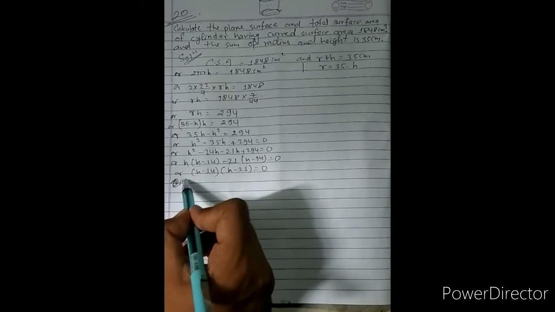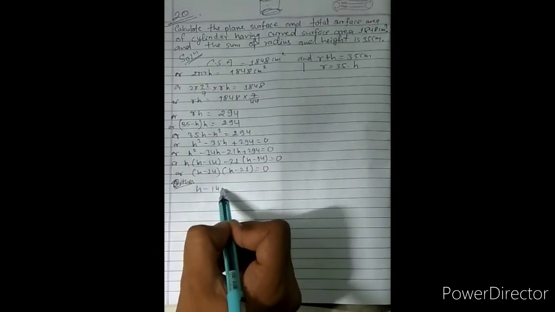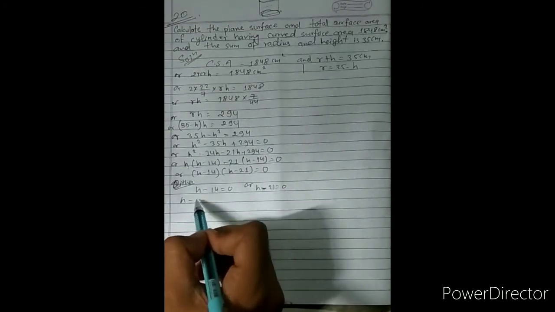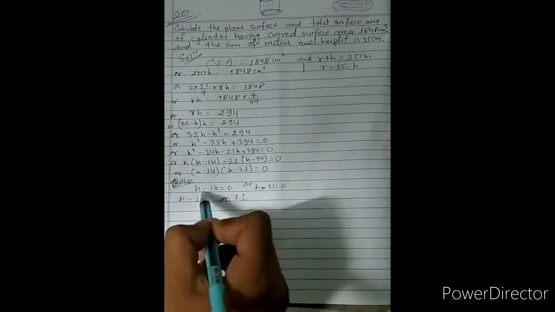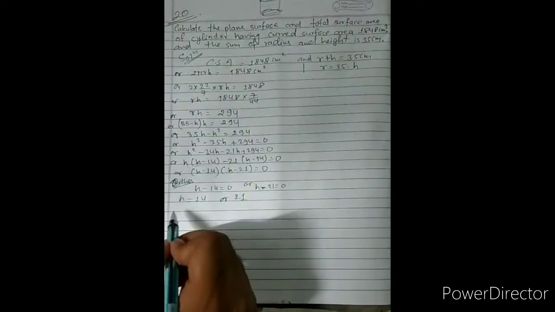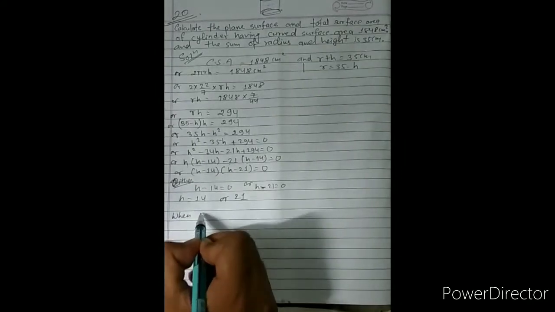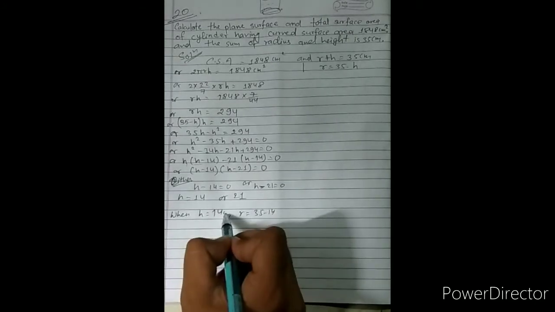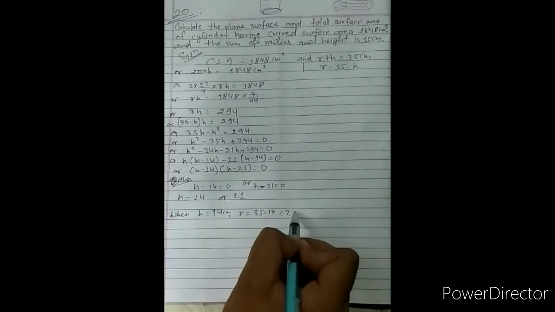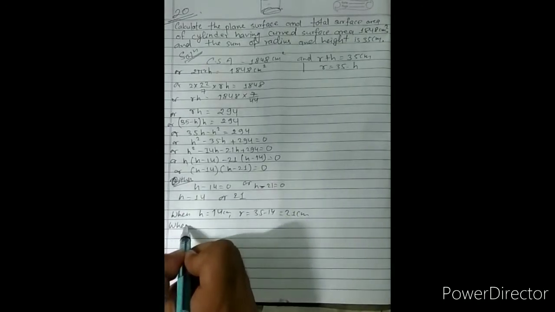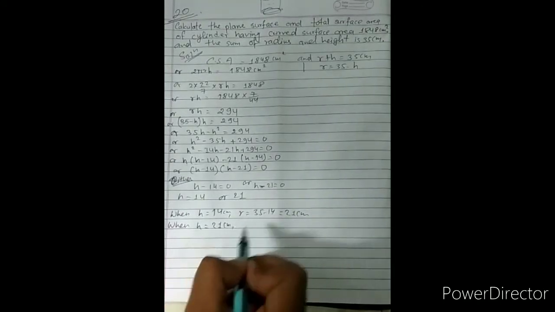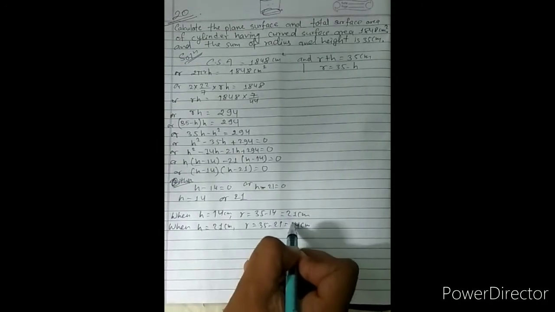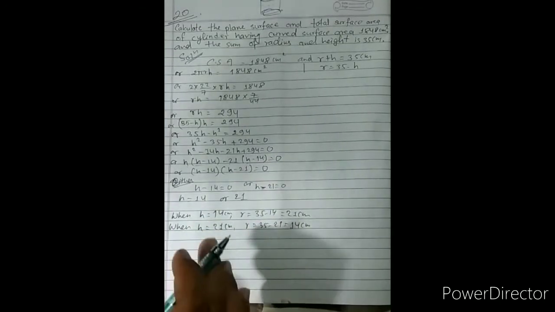Now from here we get h minus 14 equals 0 or h minus 21 equals 0. h is 14 or 21. So when h is equal to 14, r will be 35 minus 14, 21 centimeter. When h is equal to 21 centimeter, r will be 35 minus 21, which is 14 centimeter. Now different height and radius are here.